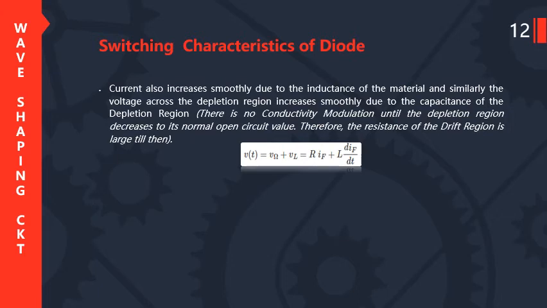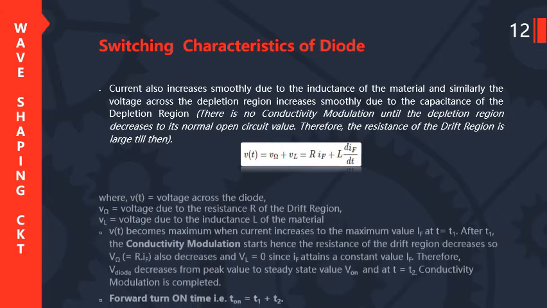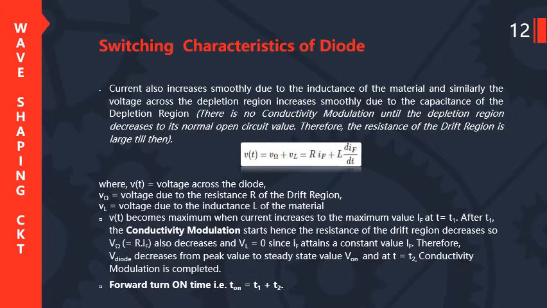Vt is equal to V ohm plus VL, or we can say that R into IF plus L di by dt. Normally this is the equation we write, where Vt is the voltage across the diode, V ohm is the voltage due to the resistance R of the drift region, and VL is the voltage due to the inductance L of the material. So Vt becomes maximum when current increases to the maximum value IF at t equal to T1.